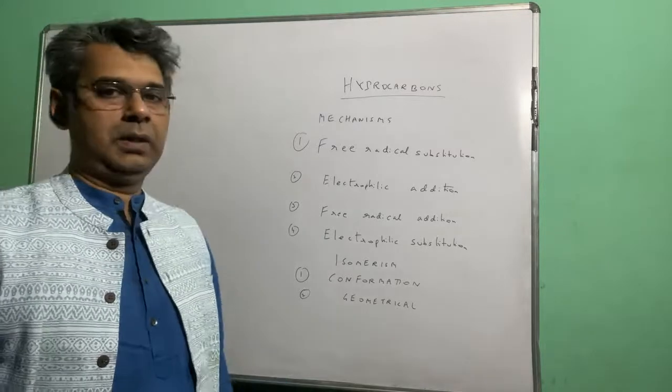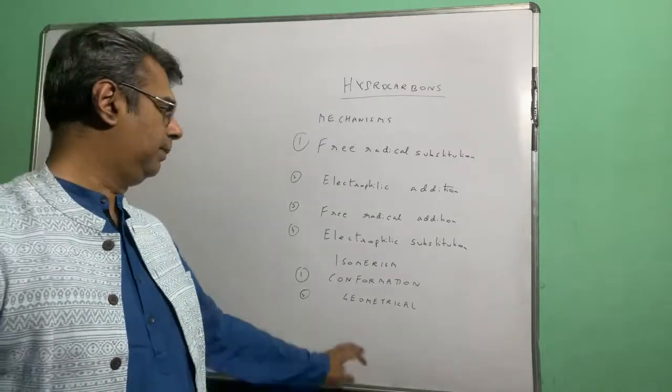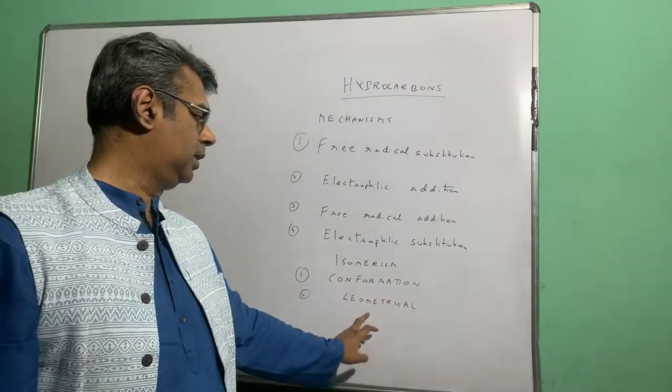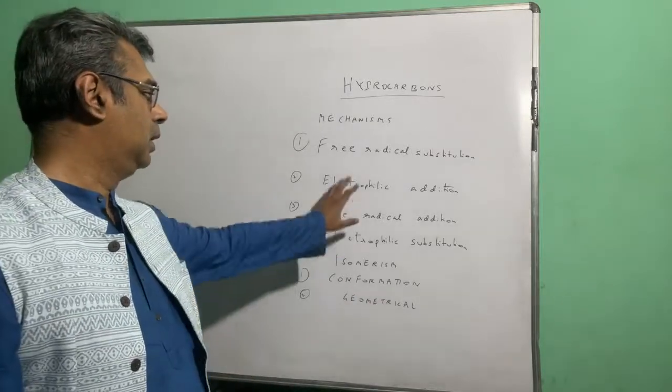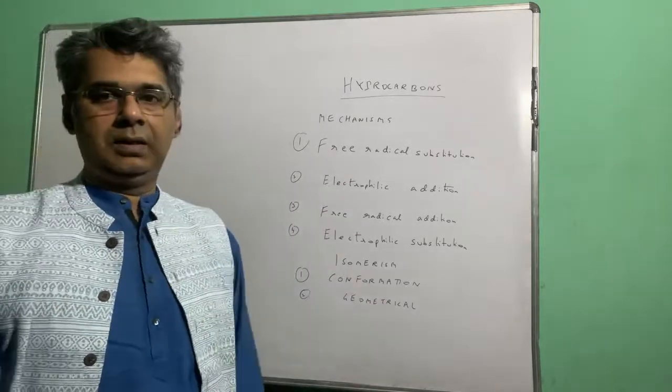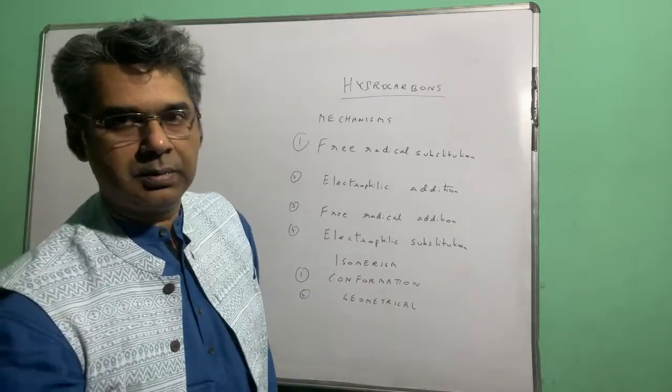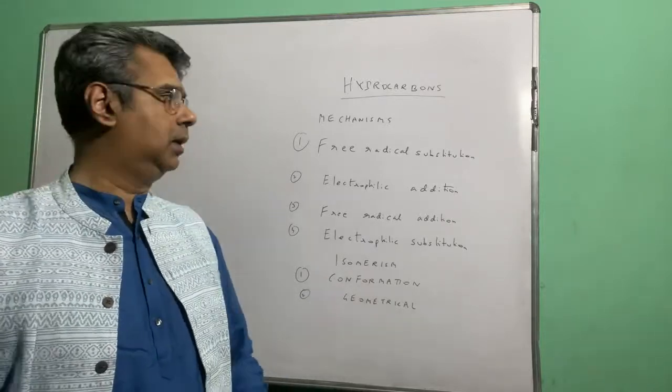And in this chapter, there are two types of isomerism. One is conformation isomerism, and one is geometrical isomerism. So these are the mechanisms, and these are the types of isomerisms that are there.